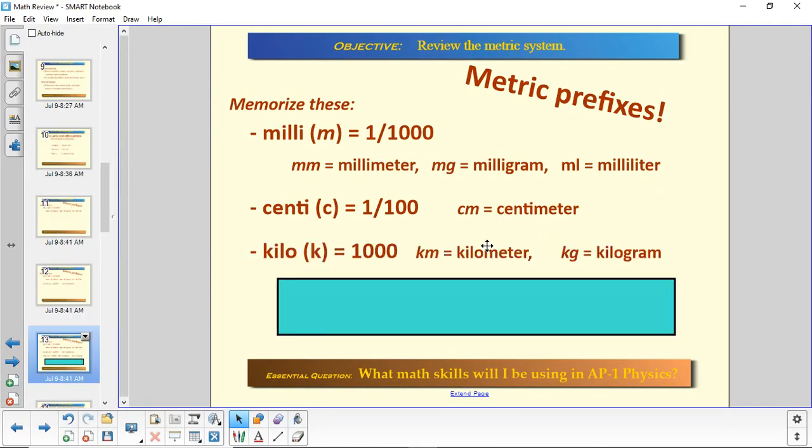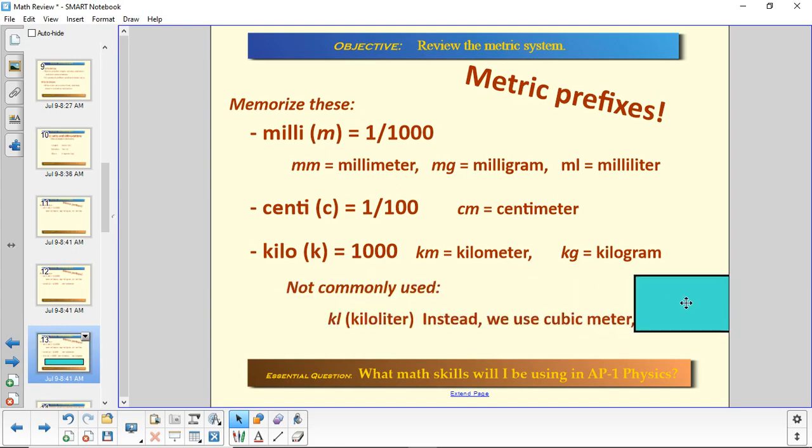Okay, next one is kilo, which means 1,000, as in kilometer or kilogram. That's where those two show up. It means 1,000 of something. Don't have any easy way for you to remember that one. That's just what it means.